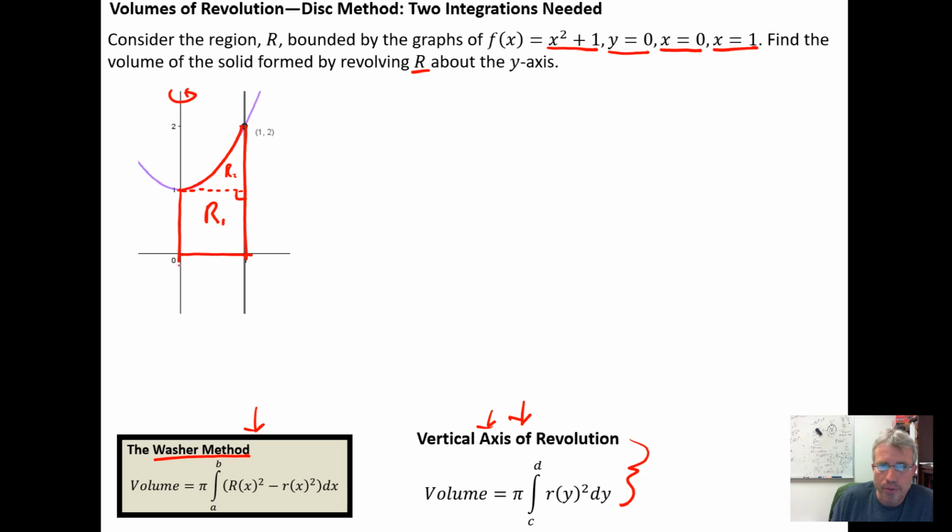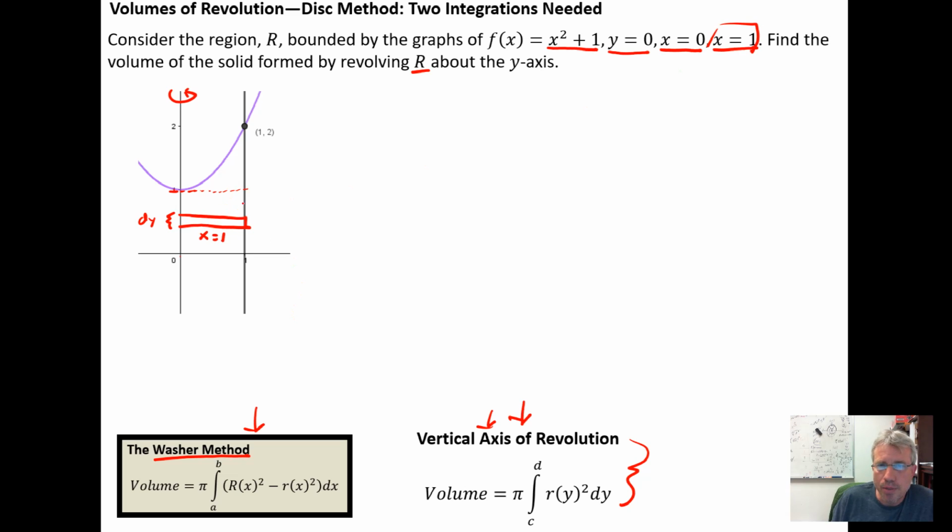So for this one, I want to recognize that from 0 to 1, I have a radius of revolution being controlled by a characteristic rectangle that looks like this. And that's all the way up through y equal to 1. So I have dy slices right here. My radii are x's because I have a horizontal representative rectangle. My radii are x's, but in this case, x is always equal to 1.